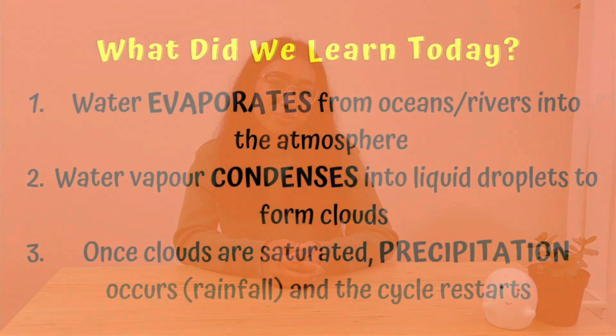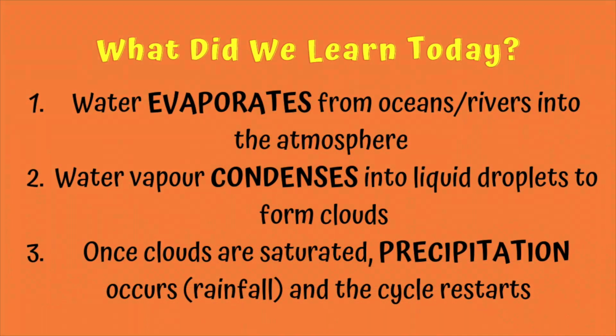So the next time you're at your school playground or maybe even your school field during lunch after a rainy morning and you notice all these worms emerging from the ground, now you know you can blame it on this continuous water cycle. So, what did we learn today? Well, from the water cycle, we learned that water evaporates from oceans and rivers into the atmosphere. This water vapor then condenses into liquid droplets to form clouds. Once clouds are fully saturated with water, we get precipitation or rainfall, and the cycle starts again.